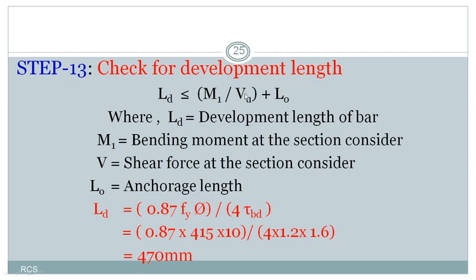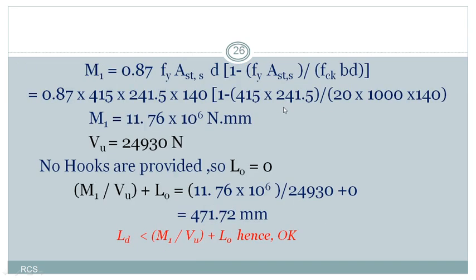So the LD value must be less than these values. That value we have to calculate as M1 by V plus L0. M1 is the moment of resistance at the supports.